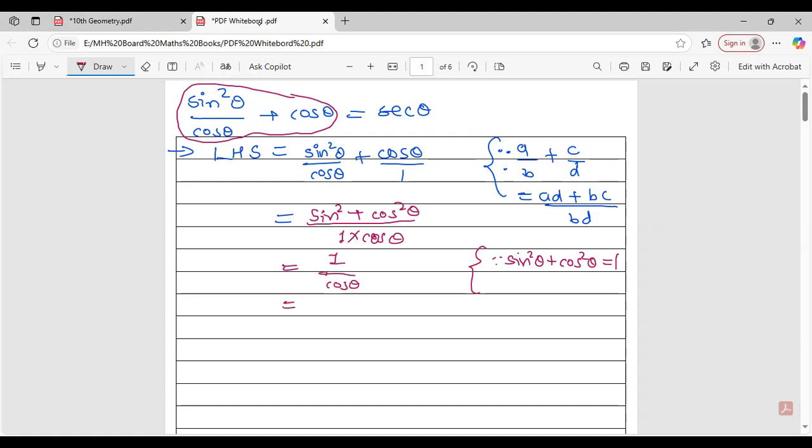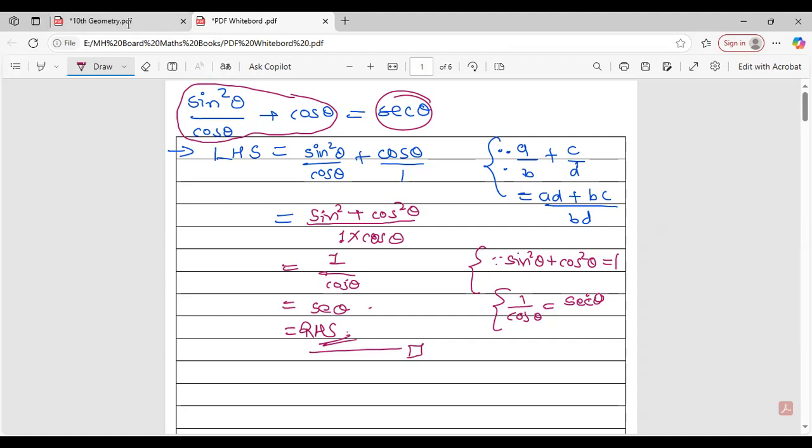Now what is the value of 1 over cos theta? It is the reciprocal of cos theta. 1 upon cos theta will be sec theta. So here, what is the RHS of this equation? It is sec theta. And from the simplification of LHS, we have got exactly what RHS is. And hence it is proved, LHS equal to RHS.